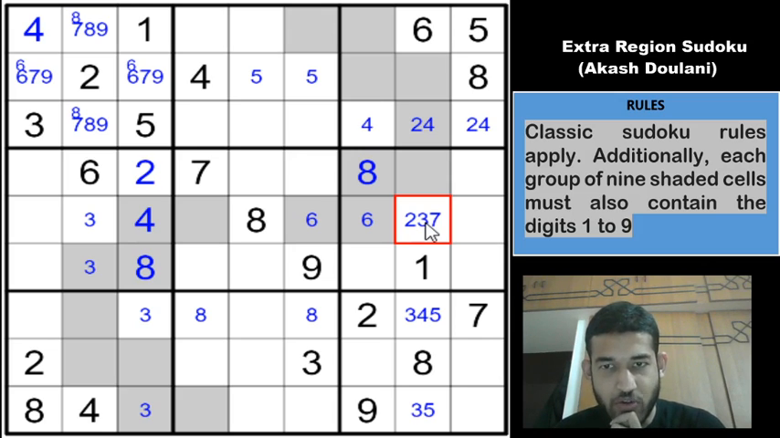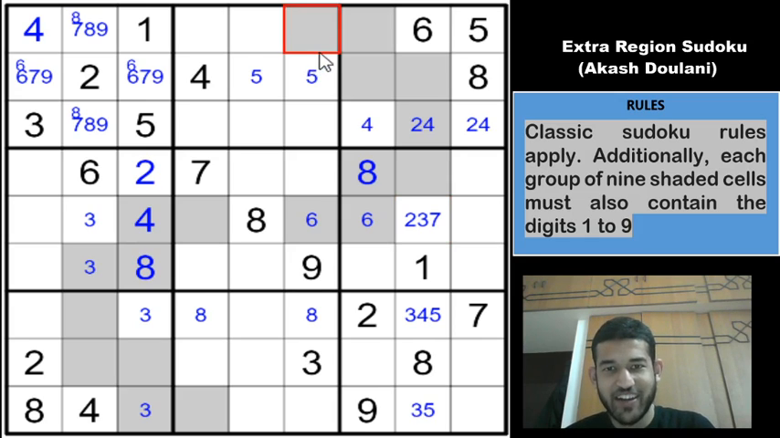So if I have a 2 here, what happens? I cannot have the 2 here, I cannot have the 2 here, I cannot have the 2 in column 7. I still can have my 2 here. Very tricky, guys. Very, very tricky Sudoku. There's no doubt about it. It feels really hard.